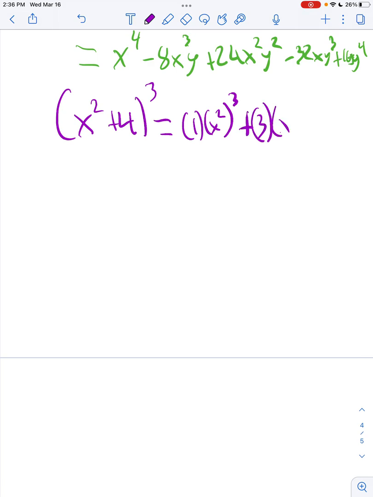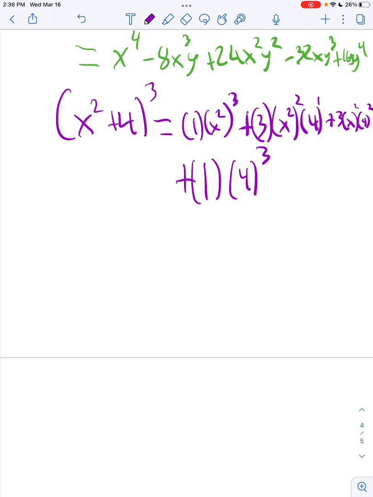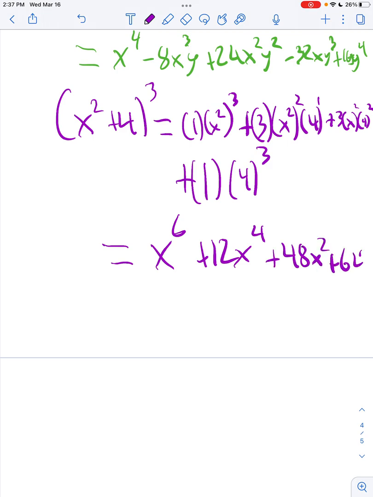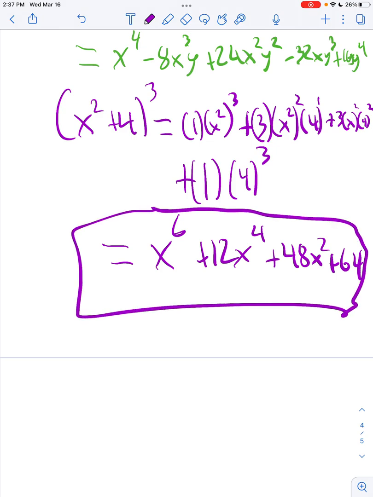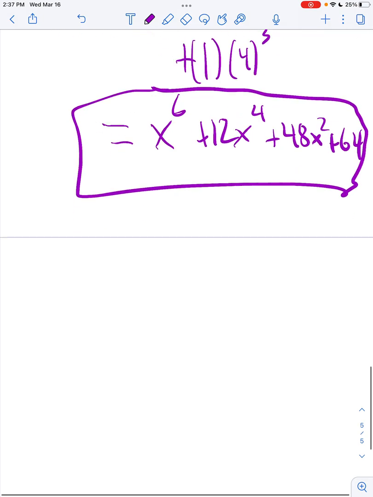so x squared, and then that's to the third power. Remember your exponent rules. Plus 3, x squared squared, 4 to the first, plus 3, x squared to the first, 4 squared, plus 1, and then it's just going to be 4 to the third power. So after doing all that, you get x to the sixth plus 12x to the fourth plus 48x squared plus 64.